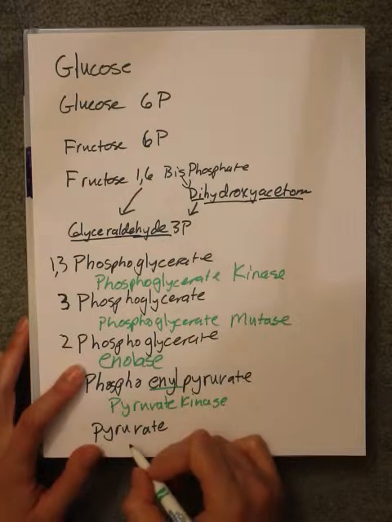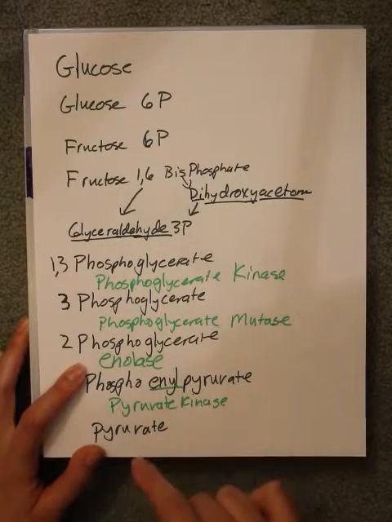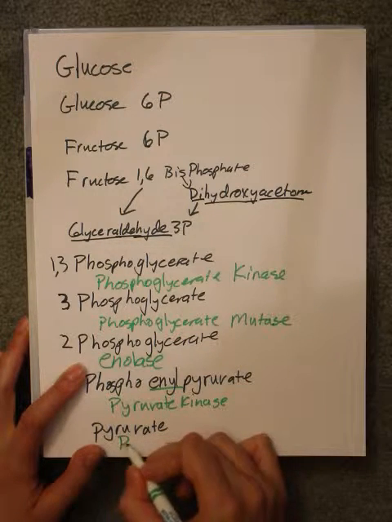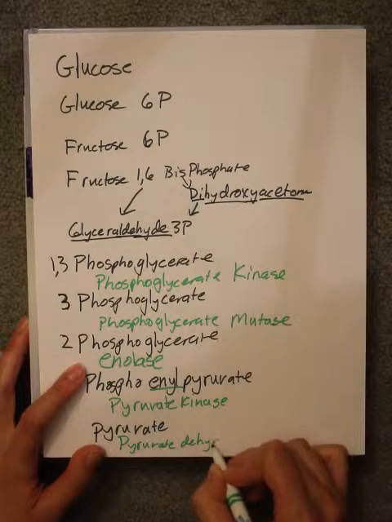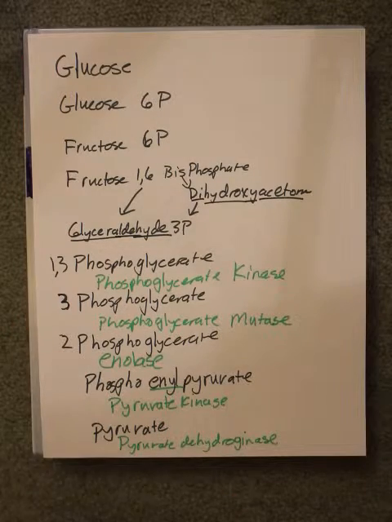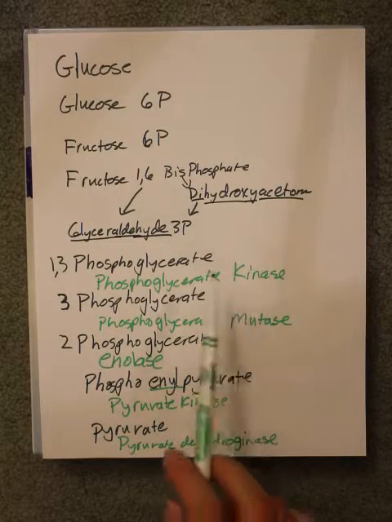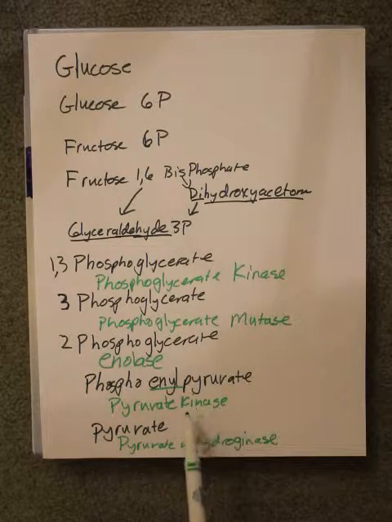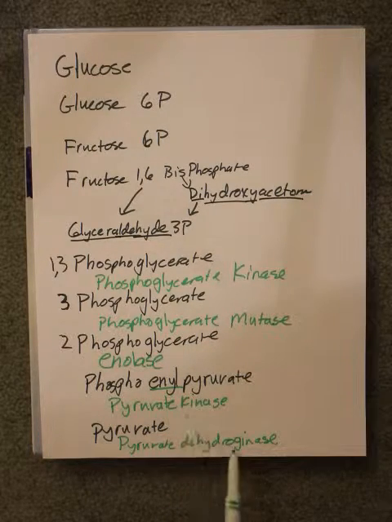And then, I'll add this in here, even though I'm running out of room. Pyruvate dehydrogenase turns pyruvate into acetyl-CoA. And the way I remember this one is it's kind of opposite from what we have up here. So we have kinase to mutase, as far as the alphabet's concerned, and then it goes backwards to kinase to dehydrogenase. I don't know if that helps.